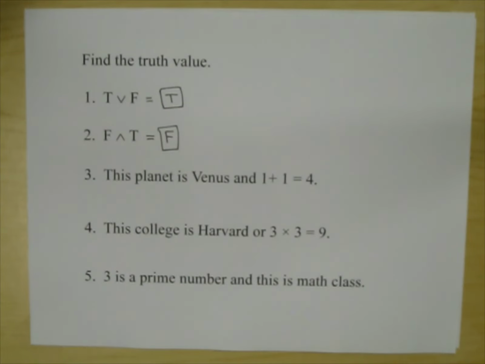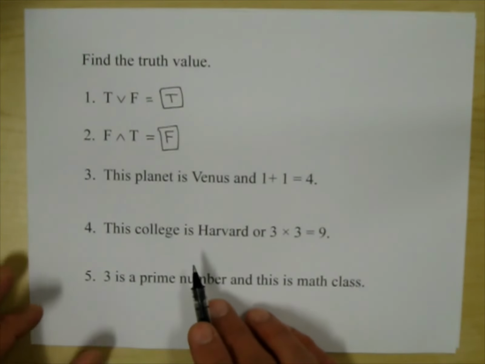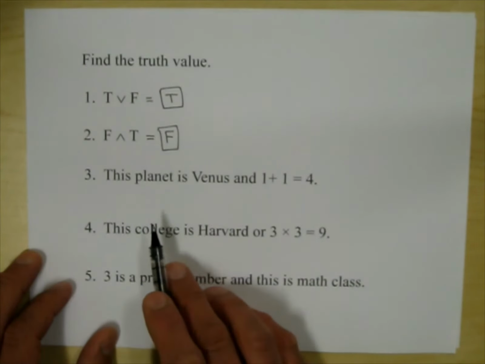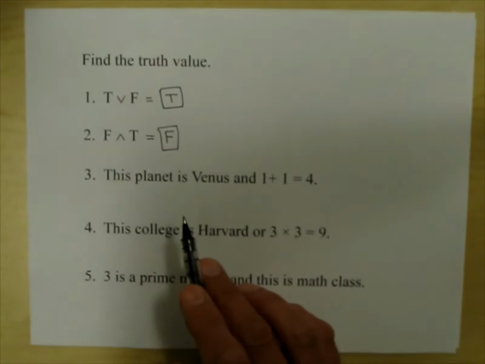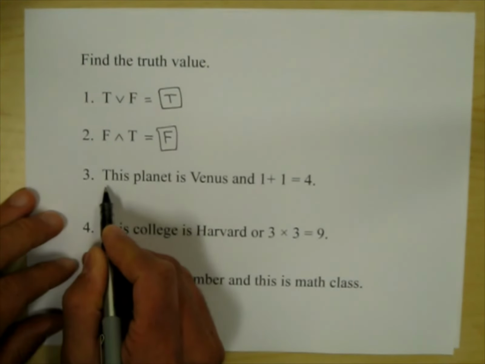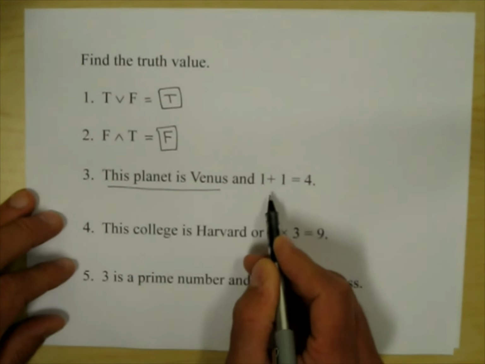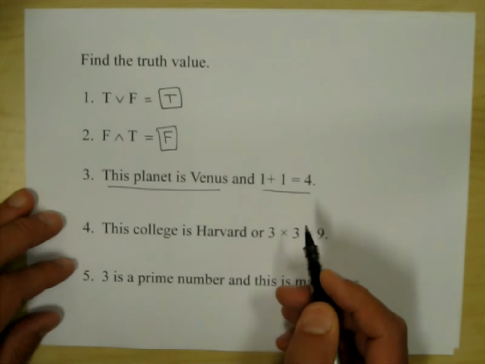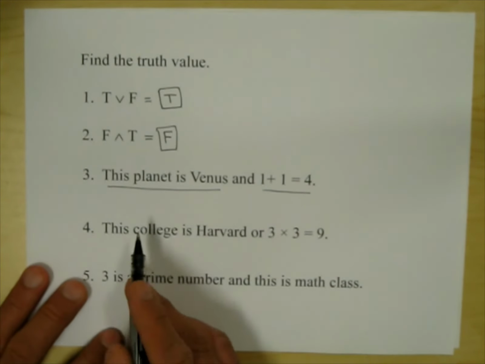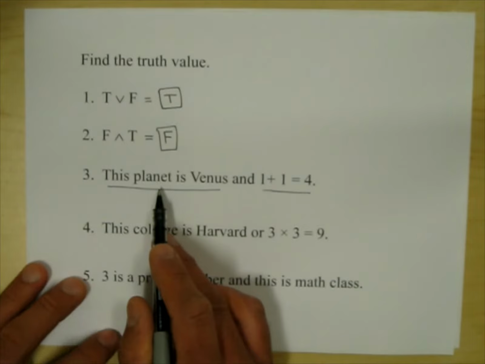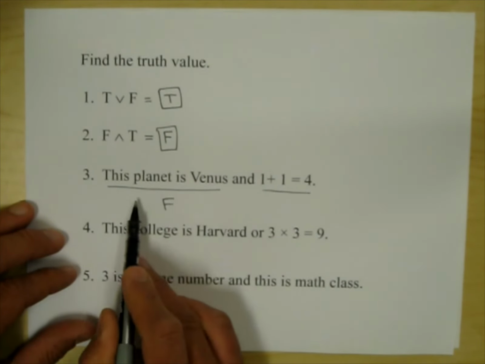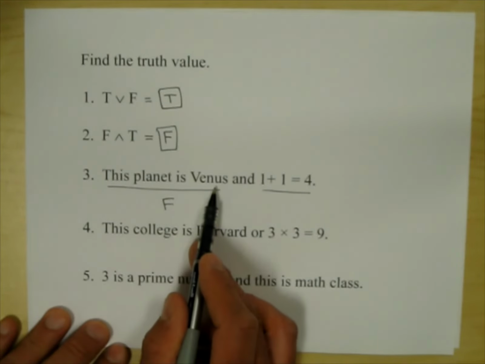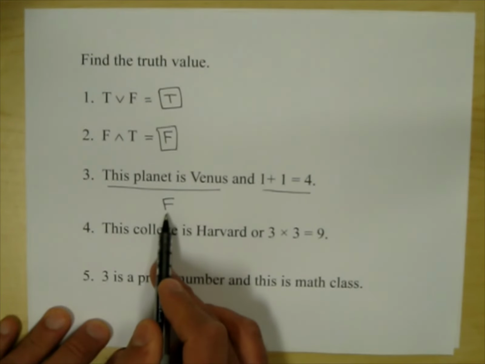Okay, now things get a little weird, and they're going to get weirder in the next section in terms of the phrases we say. This planet is Venus, and 1 plus 1 is 4. So let's analyze this. This planet is Venus is a false statement. That's a simple statement that we're analyzing, and we say that it's false.